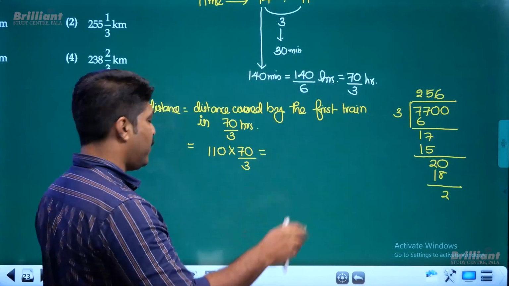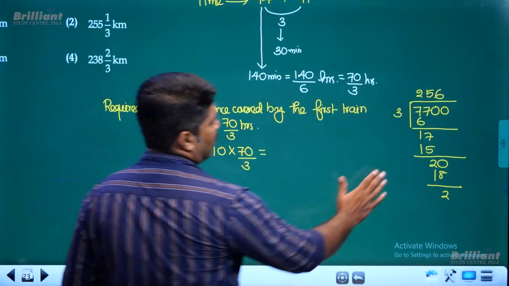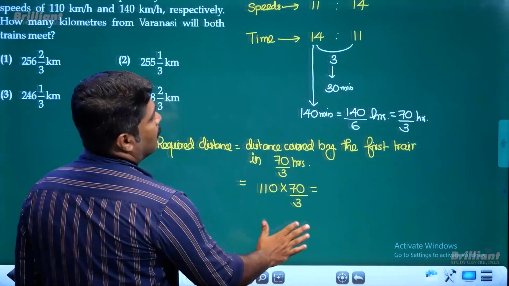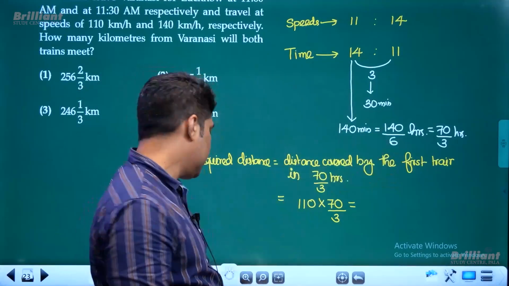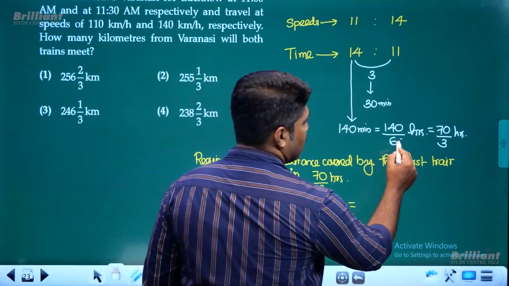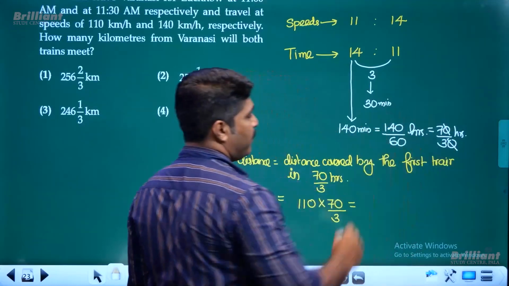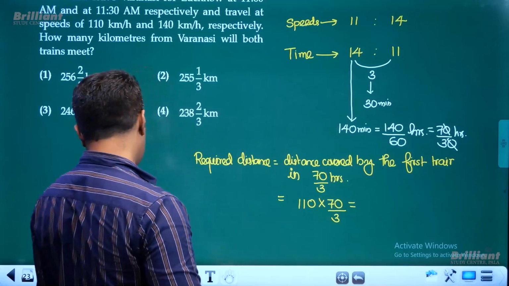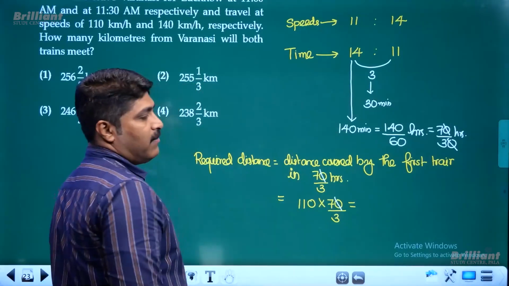There is a slight mistake in this basic assumption, so we have to consider that. So 140 minutes. So this is 140 by 60. Don't forget that. A silly mistake there. 60. So this is 70 by 30. So both the values we can cancel. So that is equal to 7 by 3 hours.